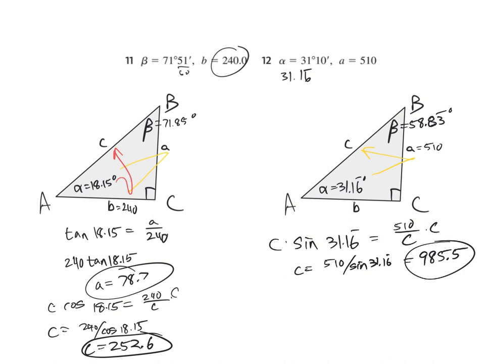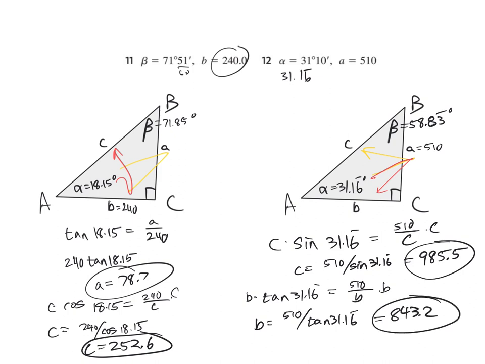Now to get B, we'll do opposite over adjacent. So the tangent of 31.16 repeating is equal to the opposite over the adjacent B. Multiplied by B, which means we're taking 510 divided by the tangent of 31.16 repeating. So B is 843.2. So there's all our values that we're supposed to be getting.